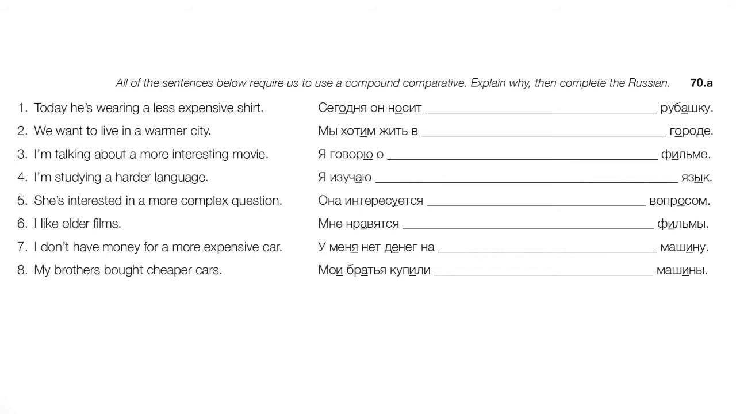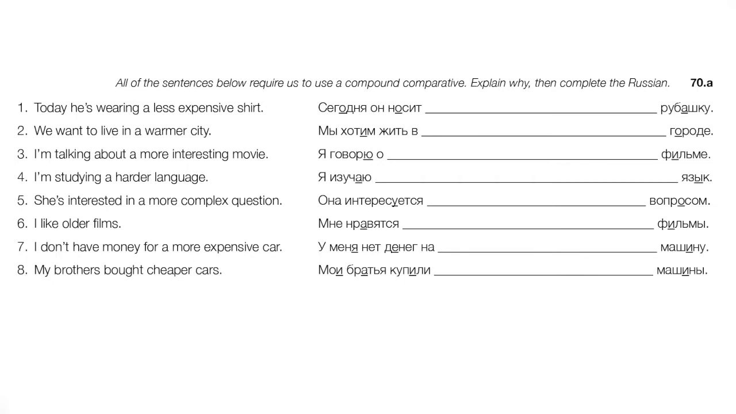Okay, so today he's wearing a less expensive shirt. So that'll be an accusative form we need, right? Rubashku. Well, what kind of rubashku in the accusative? Well, a less expensive one. Okay, here, of course, we have no choice whatsoever. We've got to say, сегодня он носит менее дорогую рубашку.